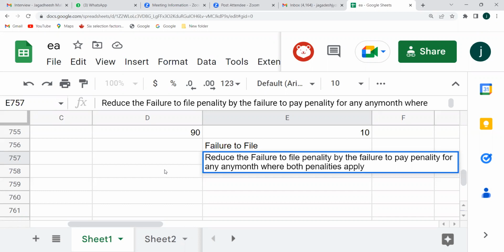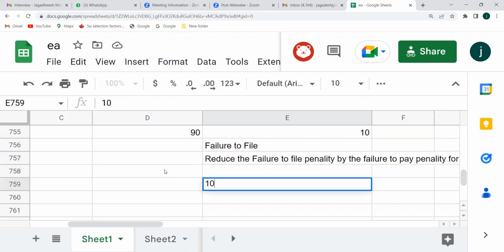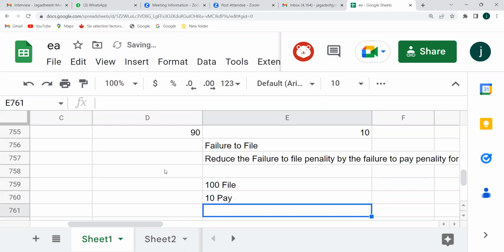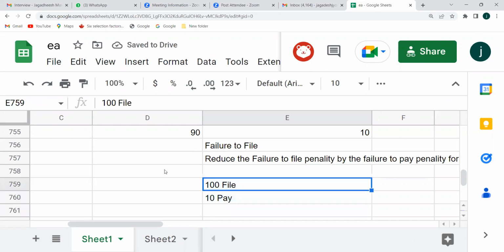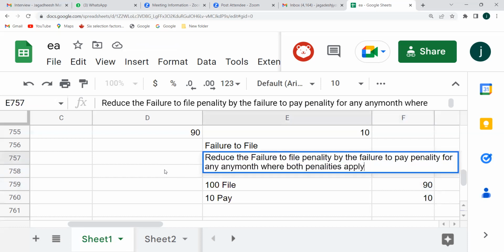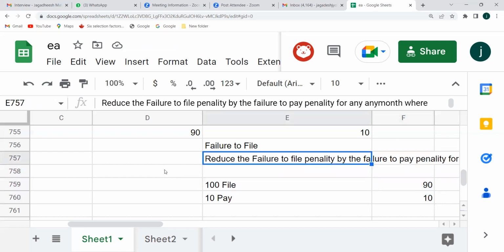Okay. So in this context, we are paying 100 for failure to file and 10 for failure to pay penalty. So for these two penalties we need to pay actually 110, but this amount will be reduced from the failure to file amount. So here we need to pay only 90, and the 10 we need to pay as usual. So in total it will be $100 we need to pay.